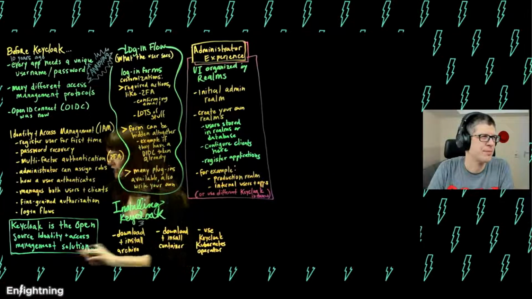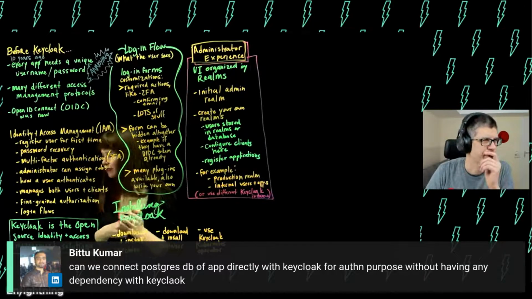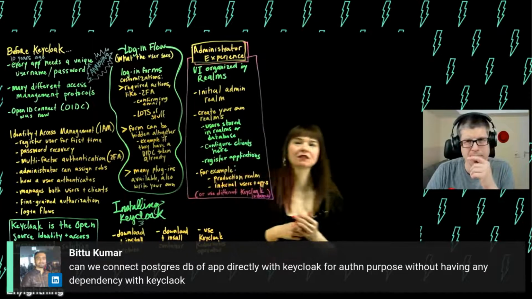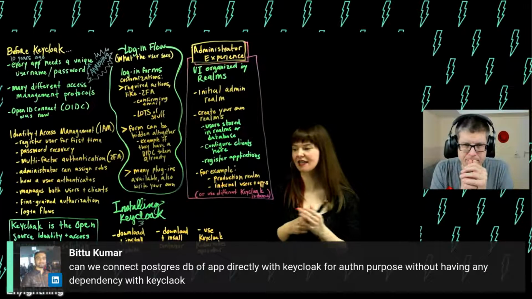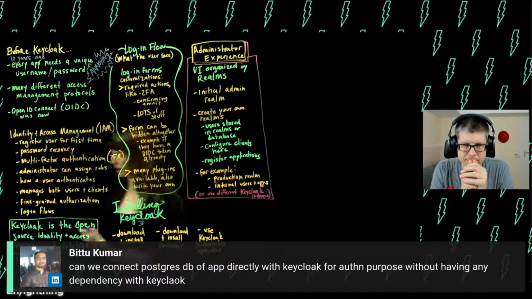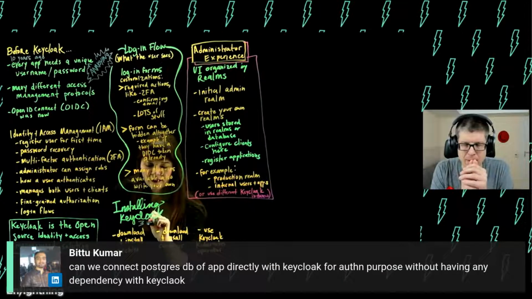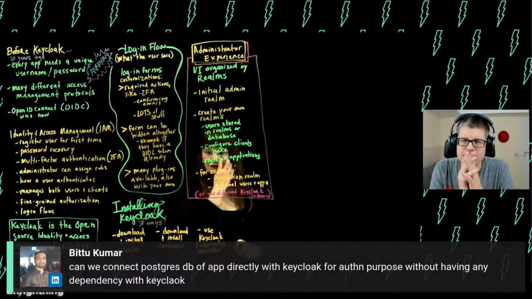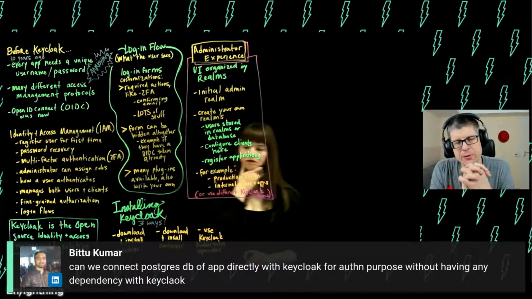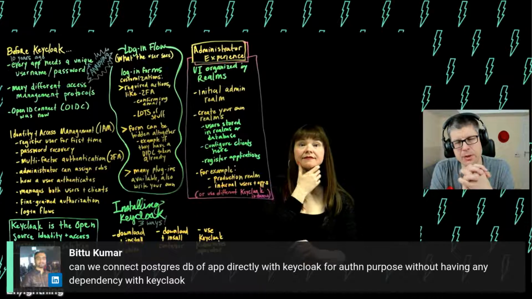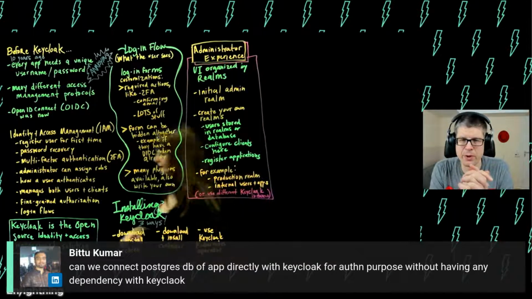Cool. We have a question from B2. Can we connect the PostgreSQL DB of our apps directly with Keycloak for our authn purpose without having any dependency on Keycloak? For authn. No, you wouldn't do that. The only connection an application would have to Keycloak would be using the OpenID Connect protocol for authentication.